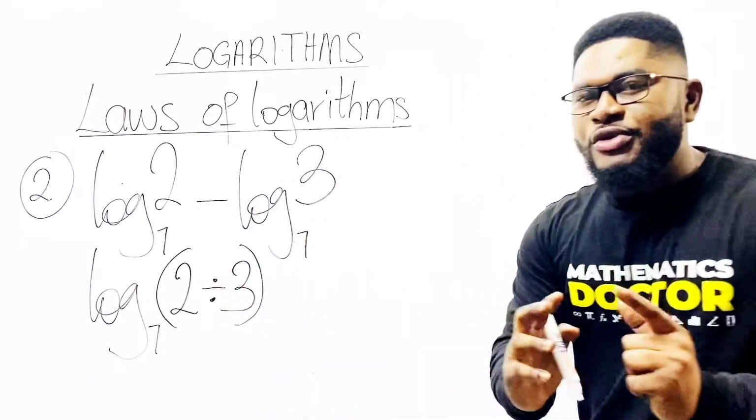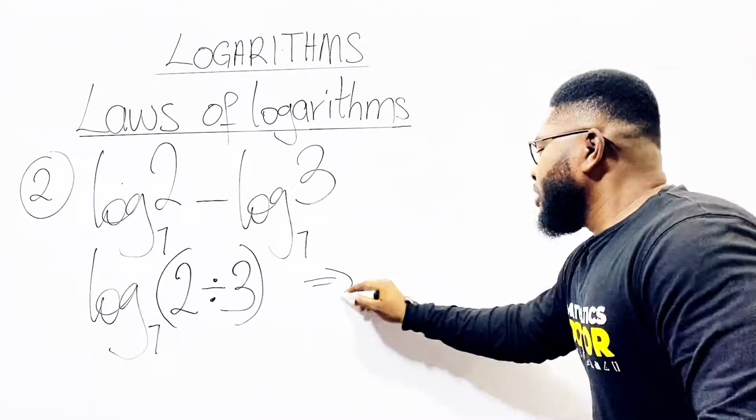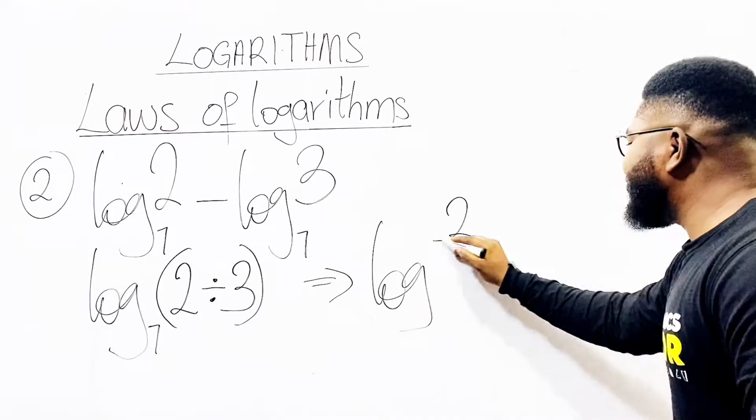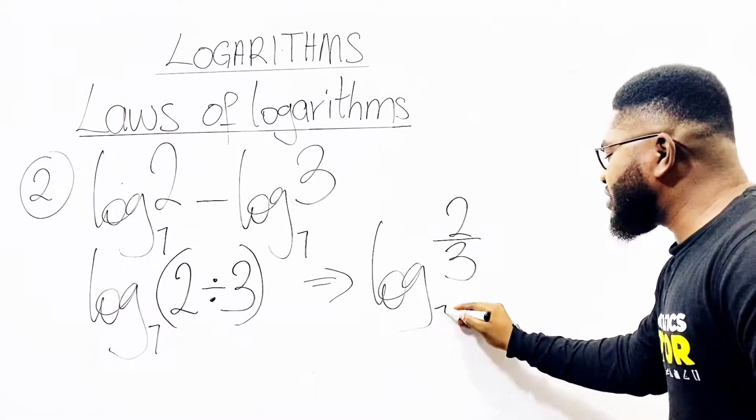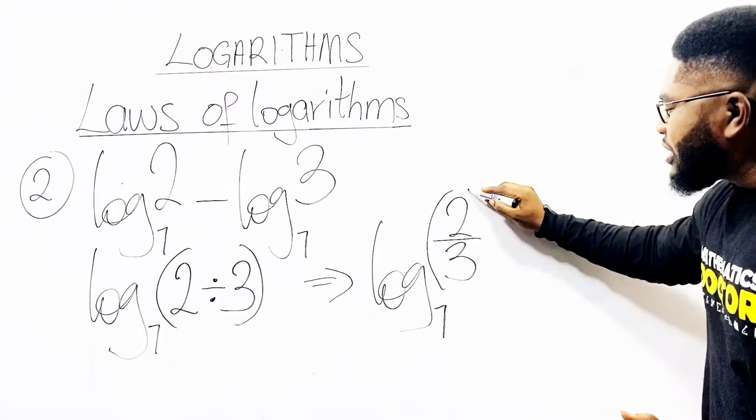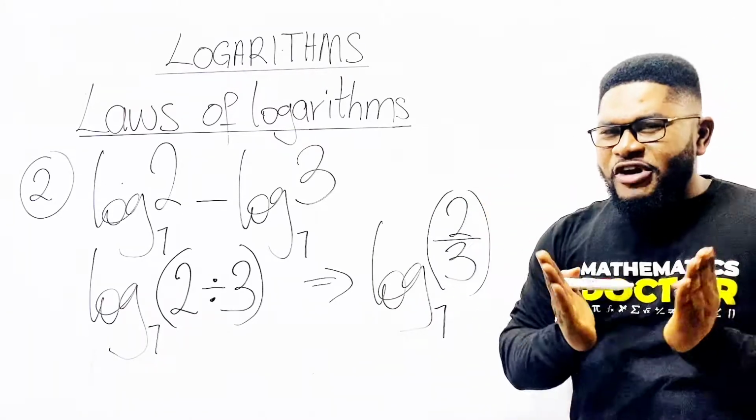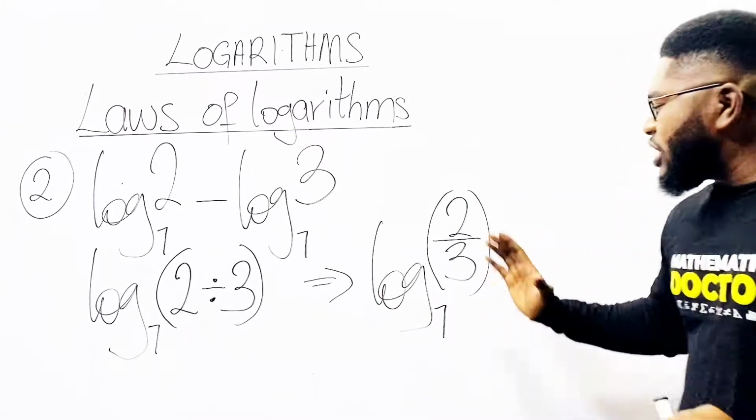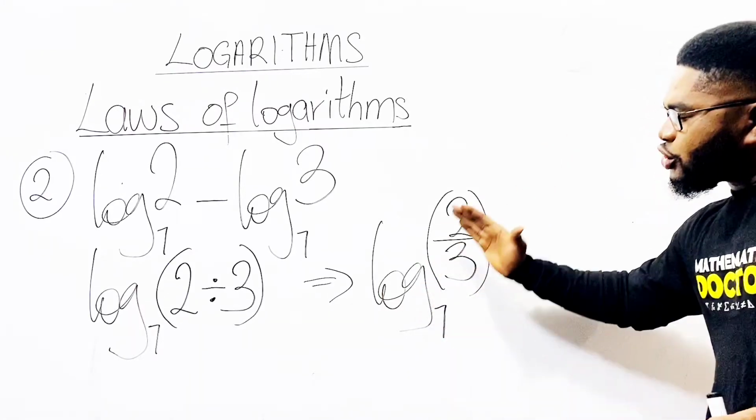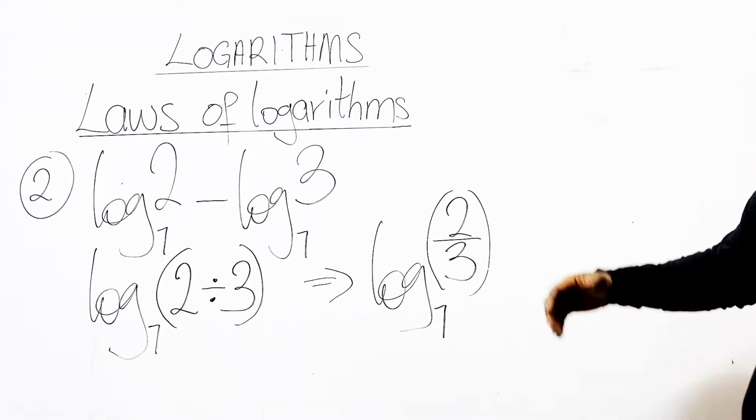Now this can also be written as the log of 2 divided by 3, which is 2 divided by 3 to the base of 7. As I rightly said, most of the time students prefer to use a bracket to put the fraction as a single unit. So the fraction is 2 over 3 base 7. So this final answer becomes log 2 over 3 base 7. And actually it's a fraction.